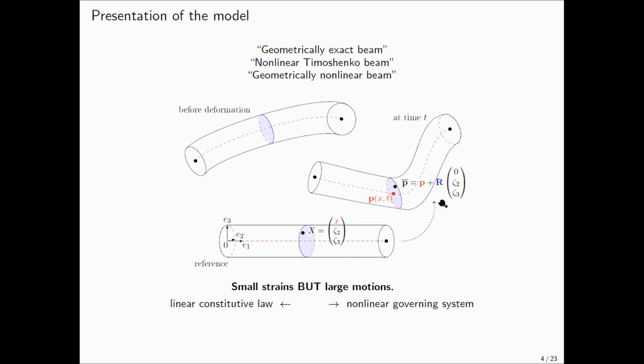And if you have the position of the center line and this rotation matrix R in blue, which gives the orientation of the cross-section, you can recover the position of the beam as the P bar here on the picture. And because the model accounts for large motions, it has a nonlinear governing system. This is why sometimes people will also call it the nonlinear Timoshenko beam, or geometrically nonlinear beam.